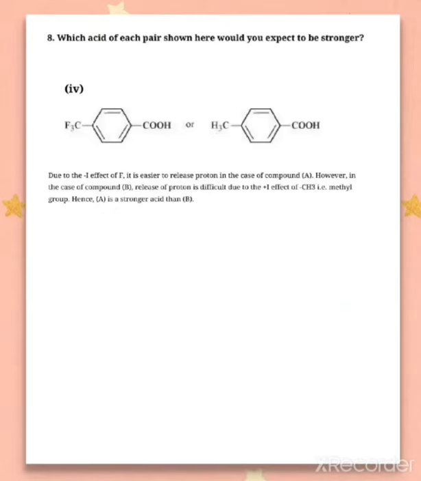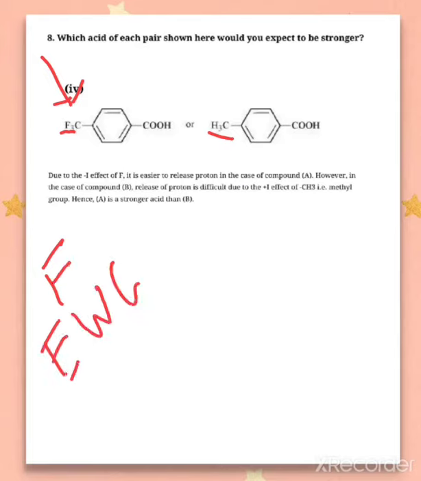Fourth part of this problem, here two structures are given. Now when you compare the two structures, what is the difference? Here F is there and here 3 hydrogens are there with the carbon. So which one is the electron withdrawing group? We know that when it has a fluoro, it is an electron withdrawing group. That means the minus I effect takes place here.